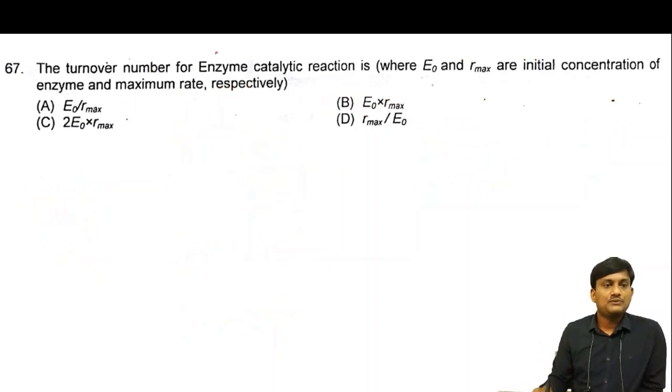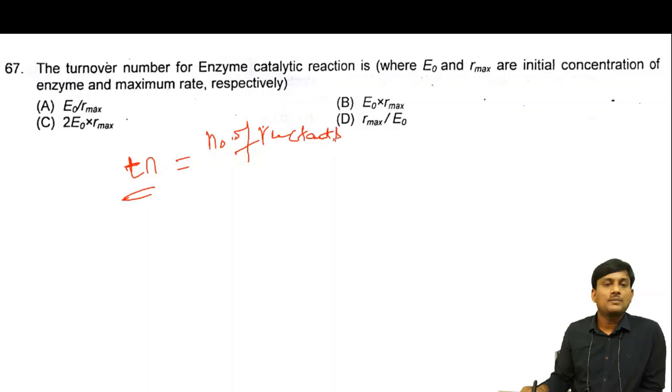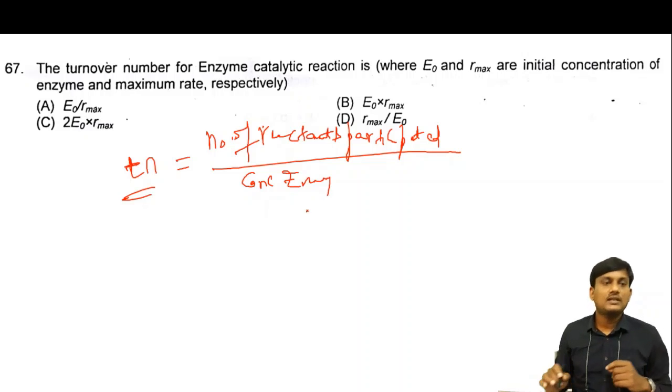The turnover number for enzyme catalytic reaction is, where E0 and R maximum are initial concentration of enzyme and maximum rate respectively. What is the turnover number or turnover frequency? Turnover number means the number of reactants converted, reactants participated, divided by the concentration of enzyme.